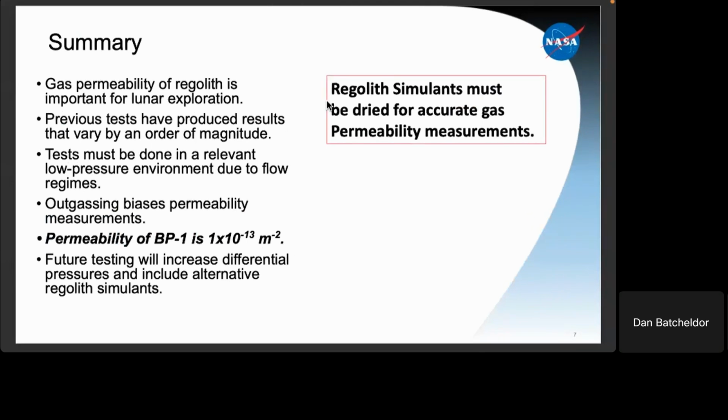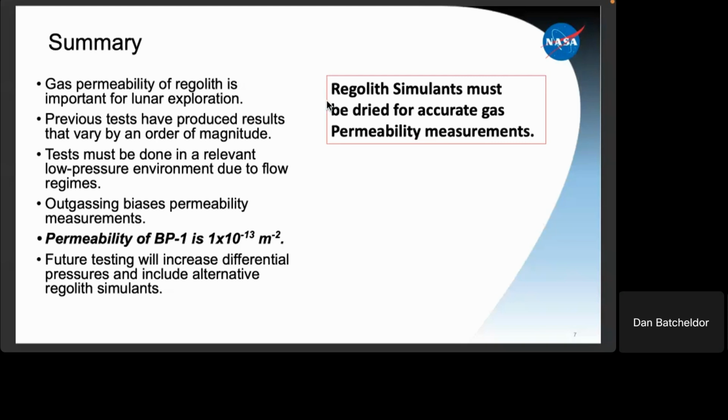We know that gas permeability is a fundamental property for understanding plume surface interactions, and previous tests had shown that gas permeability measurements in the literature have varied by an order of magnitude. So we set up our REGAPPED instrument to be able to measure, in a non-destructive way, gas permeability at low pressures through BP1. And our tests have shown that you have to be very careful with the moisture content because the outgassing can bias your permeability.